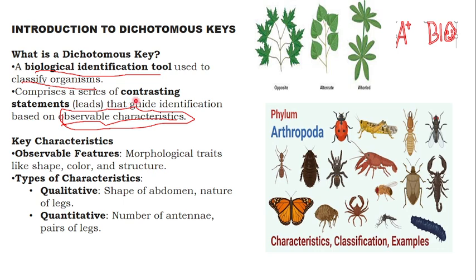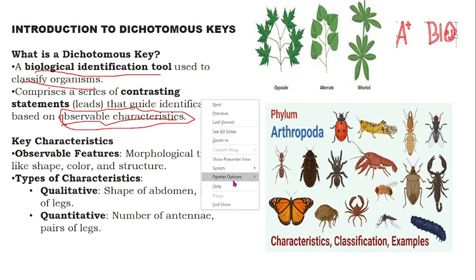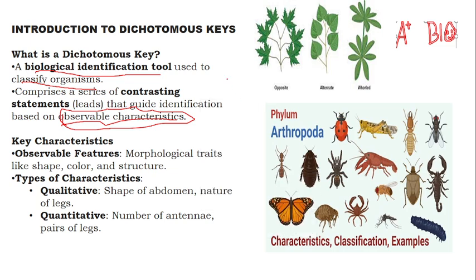But as you have understood, it is composed of a series of contrasting statements. Take this one: maybe this one has antennae and this one also has antennae. So based on antennae, you cannot distinguish these two organisms. You should say this is number one, based on antenna or no antenna. Because many have antennae, you say go to 2.